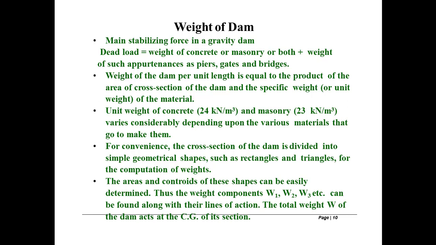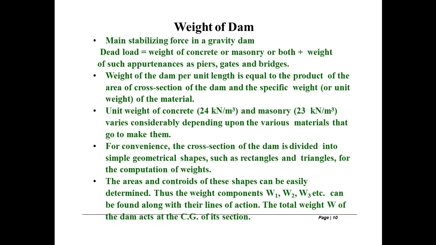Next, the weight of the dam per unit length is equal to the product of the area of cross section of the dam and the specific weight or unit weight of the material. We have already studied that it is convenient to calculate the weight of the dam per unit length. So in this case, we will find the area of cross section of the dam and multiply it by the unit weight of the material, and we will get the weight of the dam per unit length.